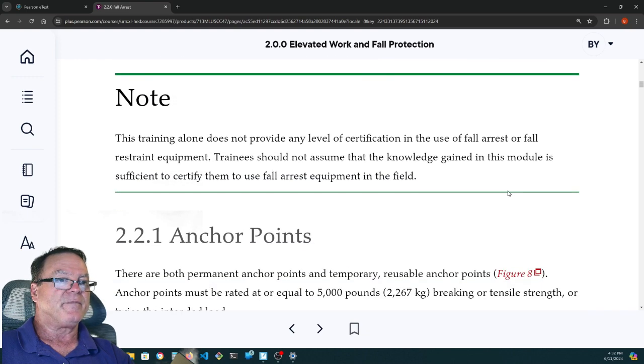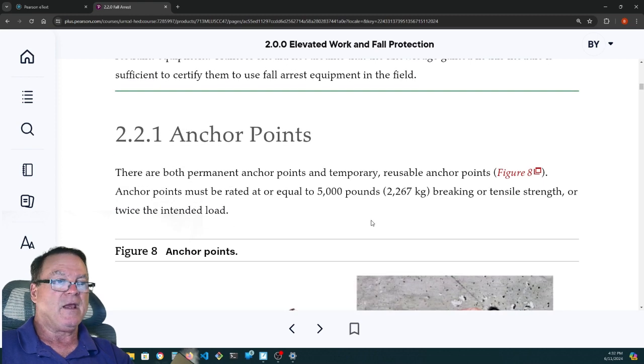Okay. All right. This training alone does not provide any level of certification in the use of fall arrest or fall restraint equipment. Trainees should not assume that the knowledge gained in this module is sufficient to certify them to use fall arrest equipment in the field.